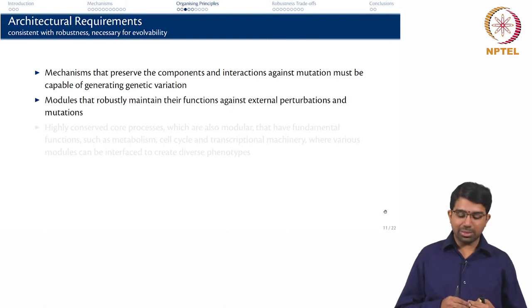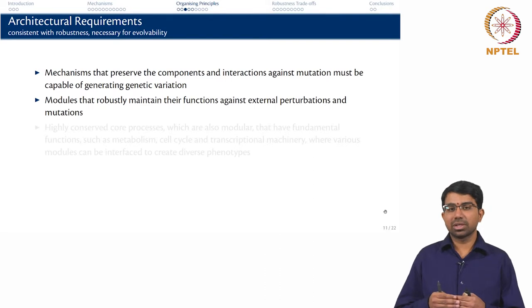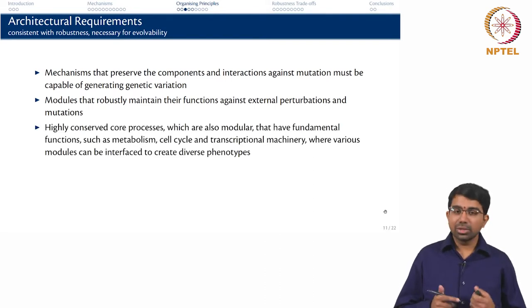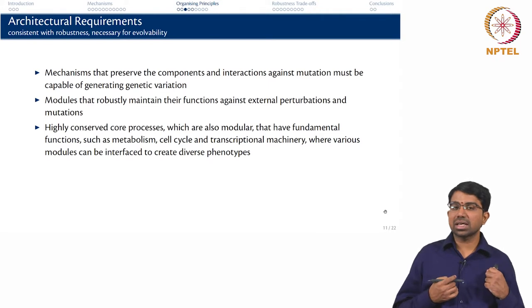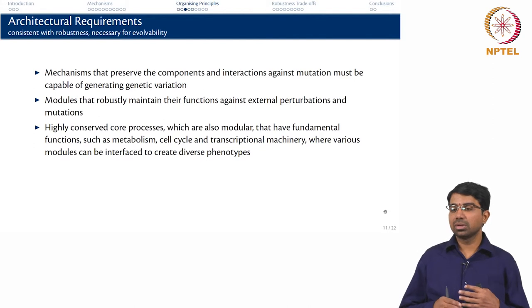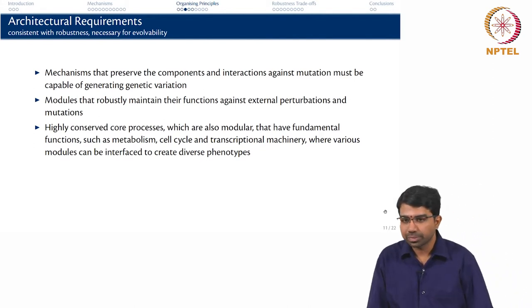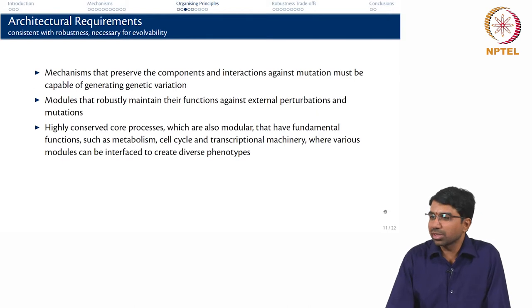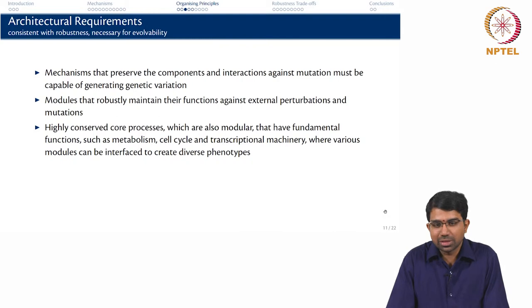Modules that robustly maintain their functions against external perturbations and mutations are important. And you typically notice that there are highly conserved core processes, modular processes that have fundamental functions such as metabolism, cell cycle, transcription and so on, where various modules can be interfaced to create diverse phenotypes. There is this very famous quotation from Jacques Monod, somewhere in the 40s or 50s, where he said something like, whatever is true for E. coli is true for the elephant, right? Would you agree with him or disagree with him?